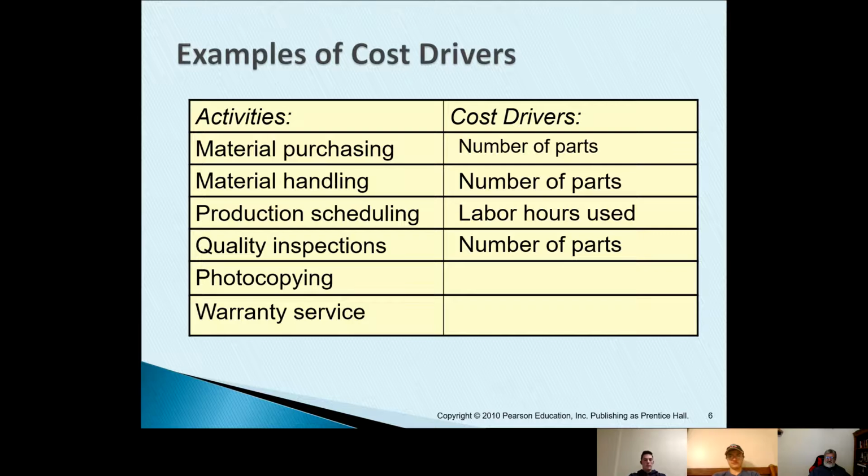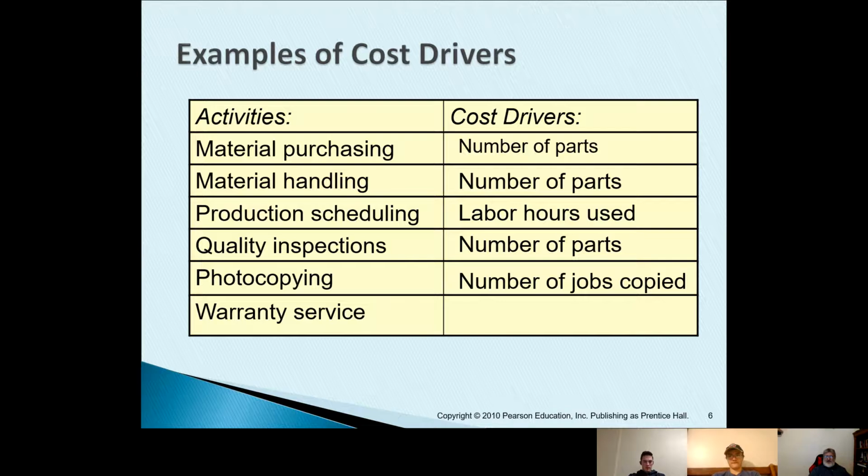The quantity. Okay, David, you said quantity. Jacob, what were you going to say? I was going to say number of parts again, because she has to photocopy for every part. Number of copy jobs.